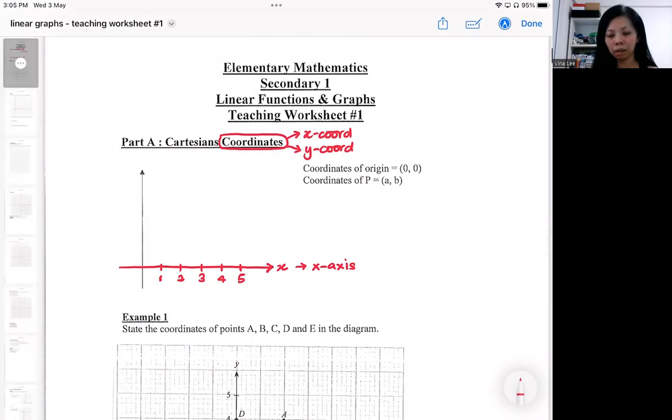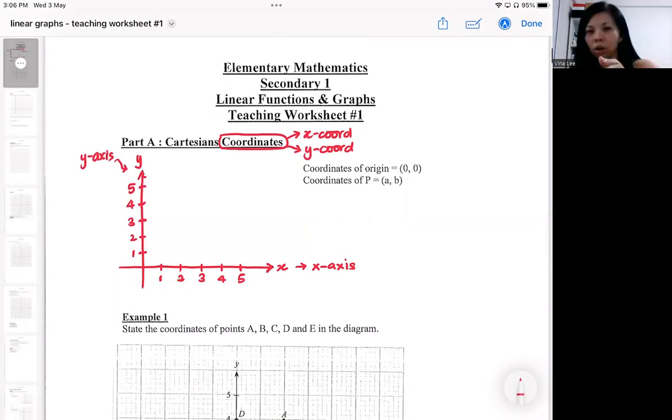Then the y coordinates are found on the y-axis. The y-axis is the vertical axis, and it also looks like a number line: 1, 2, 3, 4, 5. That is where we find the y coordinate, and this is what we call the y-axis. So don't get confused. X-axis refers to the horizontal arrow. Y-axis refers to the vertical arrow.